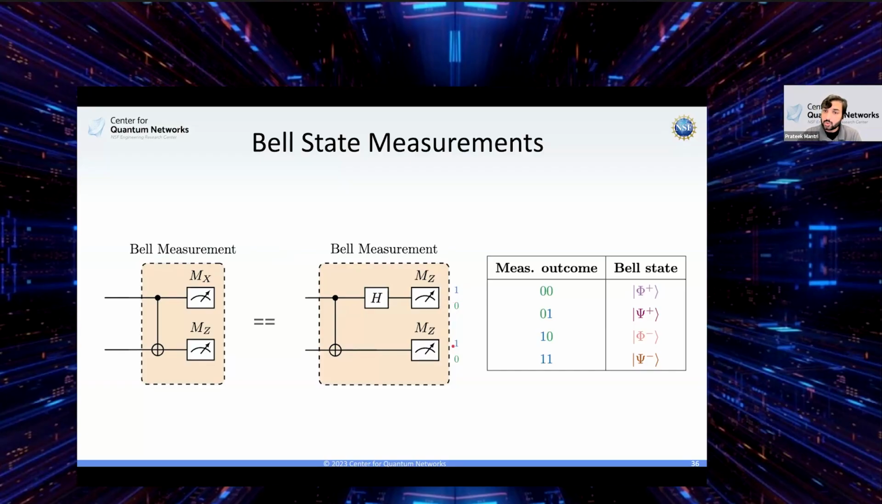either of these two. If we get a measurement of 0 in the first measurement result, and the second measurement result is also 0, we say that we are getting the phi plus state. If we get a 0 and a 1, it corresponds to getting the psi plus Bell state. 1, 0 is phi minus, and 1, 1 is psi minus. So using this measurement device, we are now able to measure any two qubit state into one of these four Bell states.